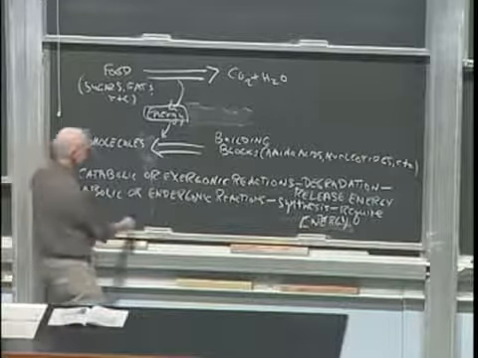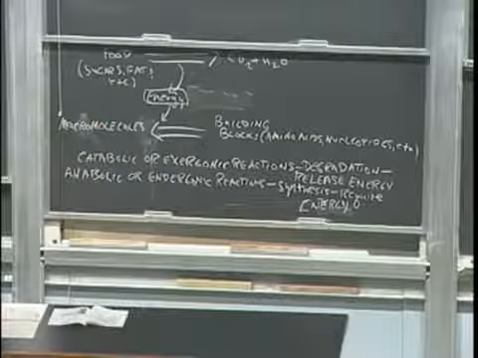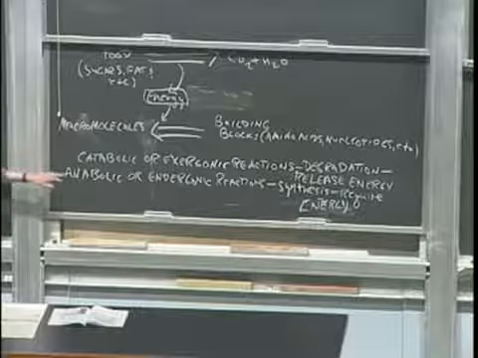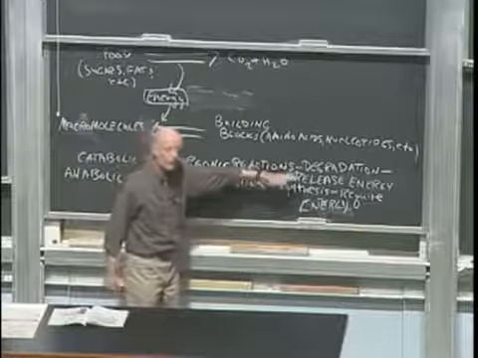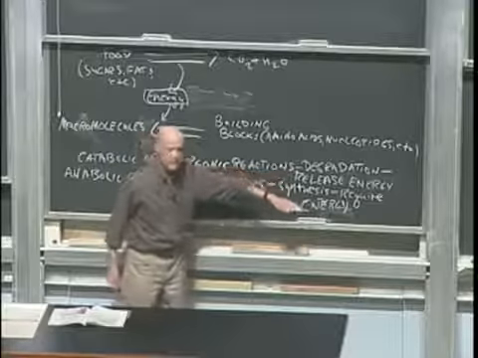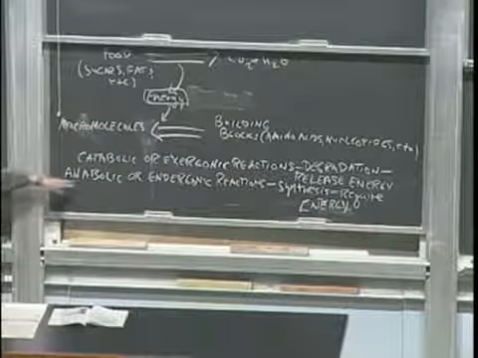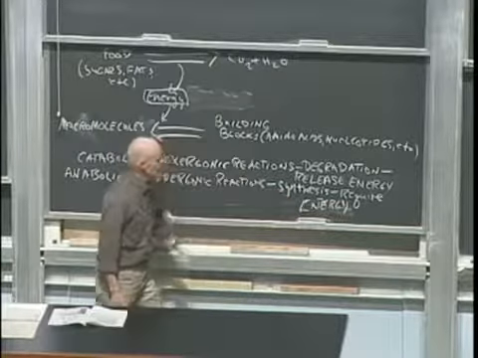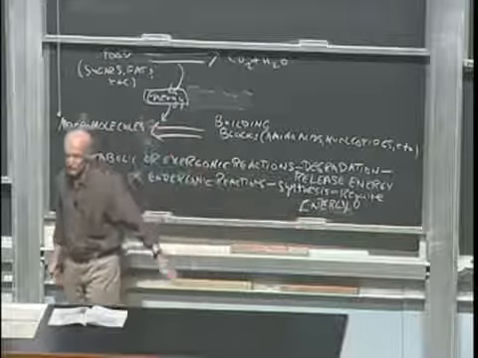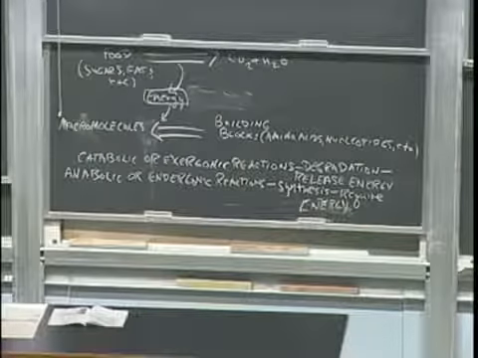There are various terms that are used to describe these two processes, and you'll hear them. They're interchangeable. Catabolic or exergonic reactions are the degradative reactions. They release energy, or they make energy available. Anabolic or endergonic reactions are the synthetic reactions which require energy. It takes energy to build a protein, for example.